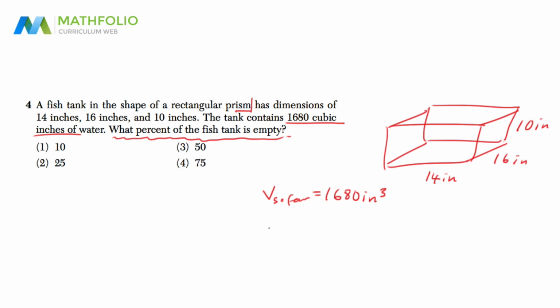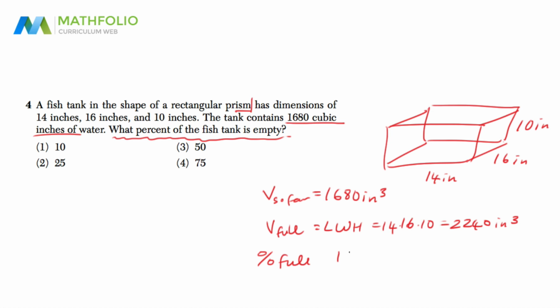Alright, so to figure that out, we need to find the volume when it's full. Well, the volume when it's full is L times W times H, which equals 14 times 16 times 10. So again, I'm going to grab a calculator. 14 times 16 times 10 is going to equal 2240. So volume when full equals 2240 cubic inches. So it wants to know how much is empty, or what percent is empty. Well, let's find the percent that is full first.